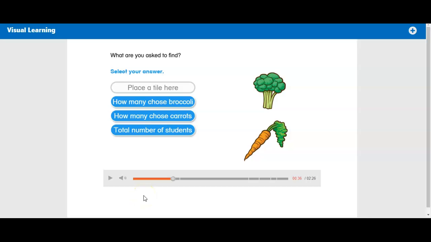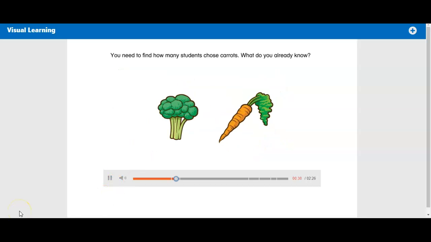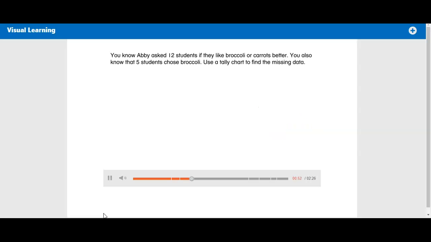In our question, were we asked to find how many students chose broccoli, chose carrots, or the total number of students? We were asked how many students chose carrots. You need to find how many students chose carrots. What do you already know? You know Abby asked 12 students if they like broccoli or carrots better. You also know that 5 students chose broccoli. Use a tally chart to find the missing data.